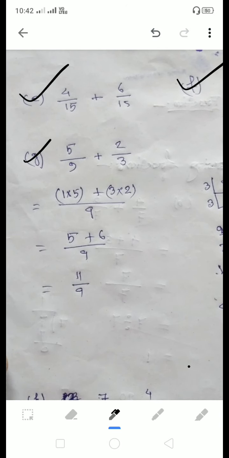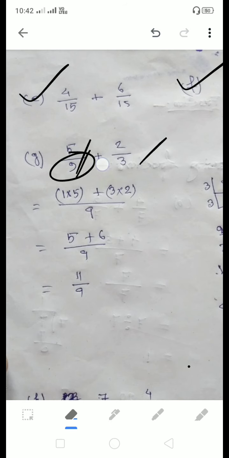In this case, you see their denominators are different. One is 9, another is 3. Then how will we add these fraction numbers? Let's see. If the denominators are different, then you just do one thing. First, you take the LCM of these denominators. Here the denominators are 9 and 3.